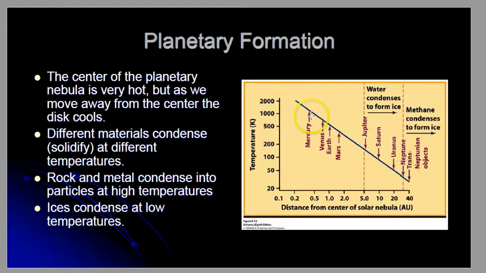Rock and metal condense at high temperatures. Ice condenses at low temperatures. And that's why there's this composition difference, right? Ice can't form together to form any sort of body down in here. Why? There's no ice. There can't be ice. It's just too warm for there to be ice. And so the composition is in part driven by the differences in temperature.